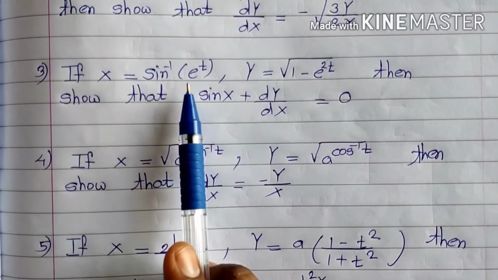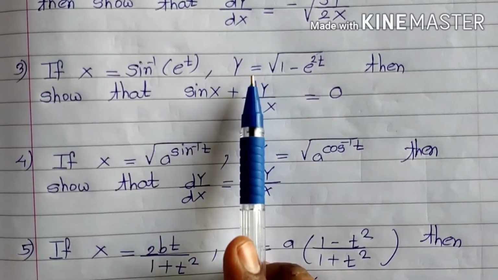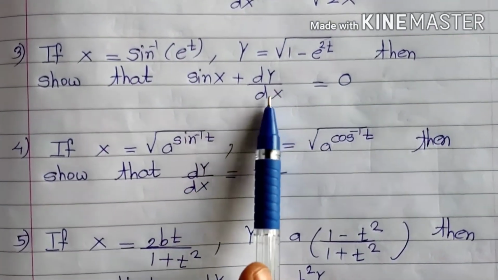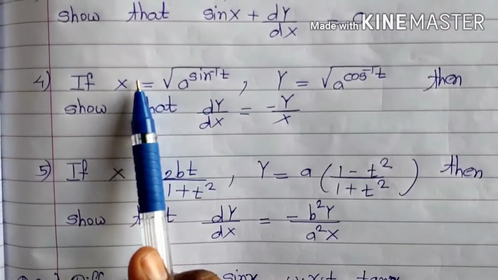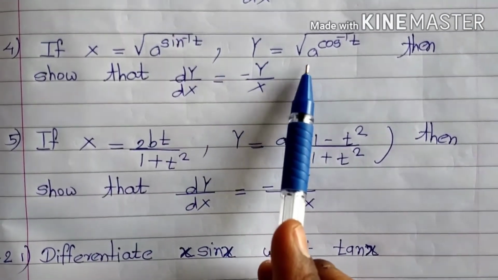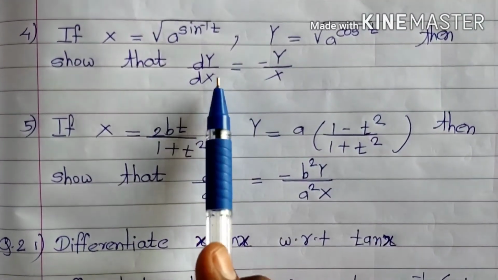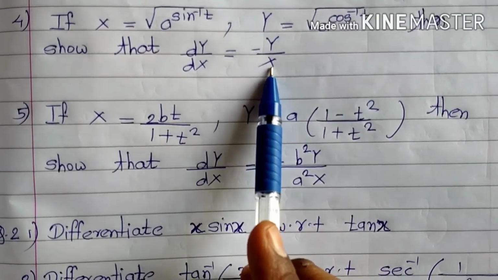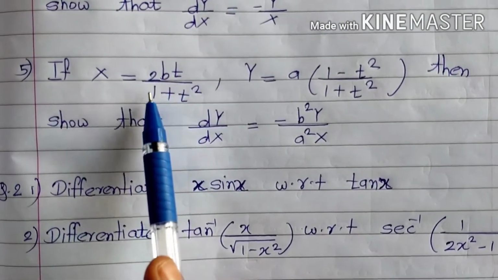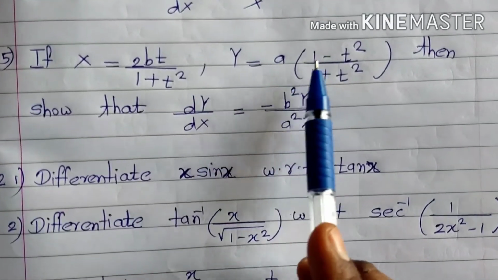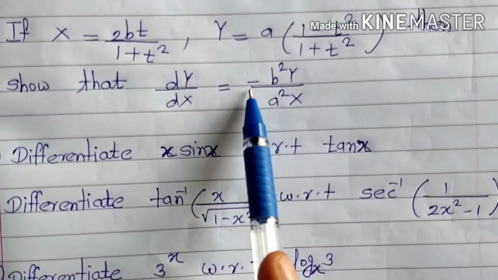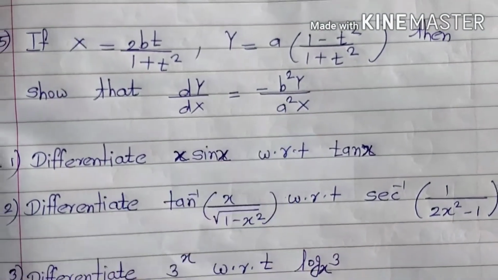Next, if x is equal to sin inverse e raised to t, y is equal to under root of 1 minus e raised to 2t, then show that sin x plus dy by dx is equal to 0. Fourth question: if x is equal to under root of a sin inverse t, y is equal to under root of a cos inverse t, then show that dy by dx is equal to minus y upon x. Next, fifth question: if x is equal to 2bt upon 1 plus t square, y is equal to a into 1 minus t square upon 1 plus t square, then show that dy by dx is equal to minus b square y upon a square x.